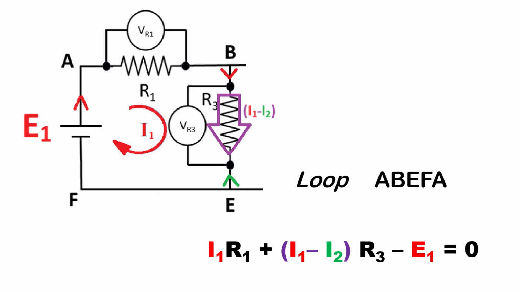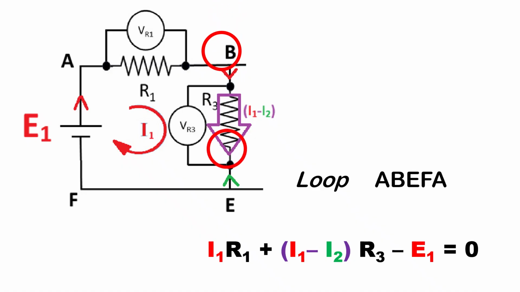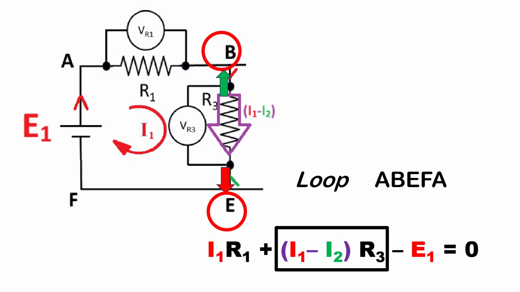Now, let us consider the loop A, B, E, F, A. We start from the point A. When we travel from A to B across the resistor R1, the potential drop is I1 multiplied by R1. Remember, here the direction of current is along the direction of the loop, hence positive. Now, when we travel from B to E across resistor R3, the potential drop will be I1 minus I2 multiplied by R3. Once again, check that the direction of current is along the direction of the loop, hence positive.